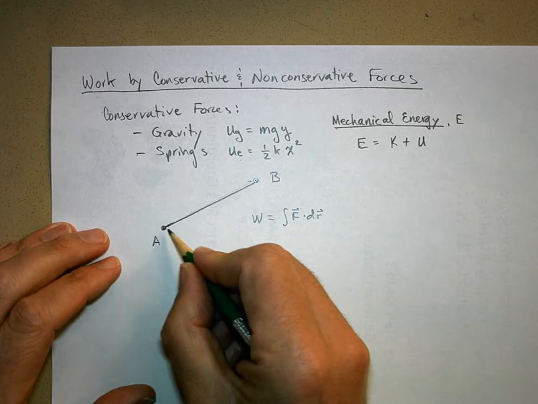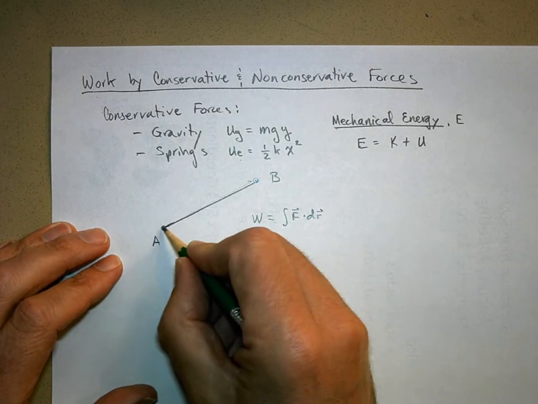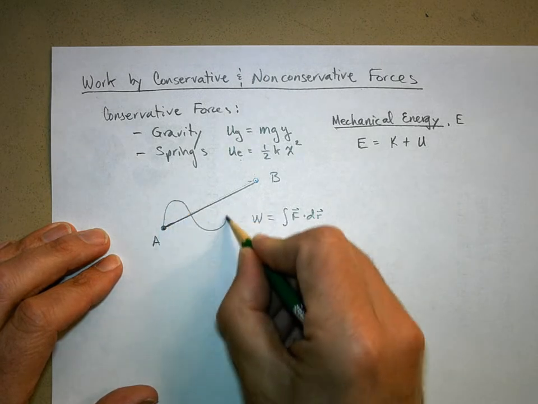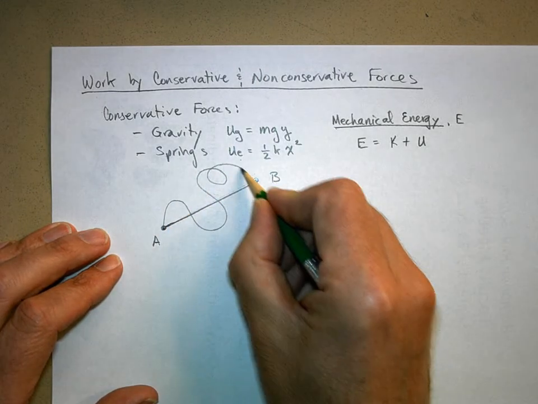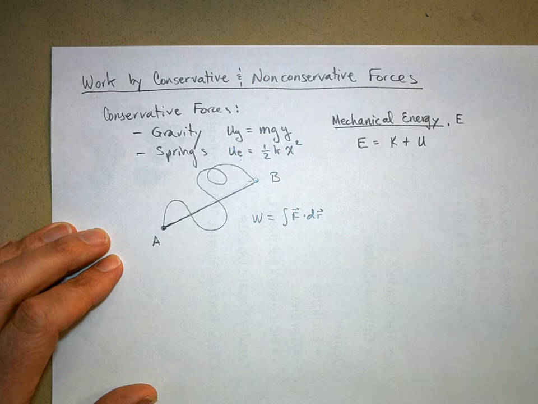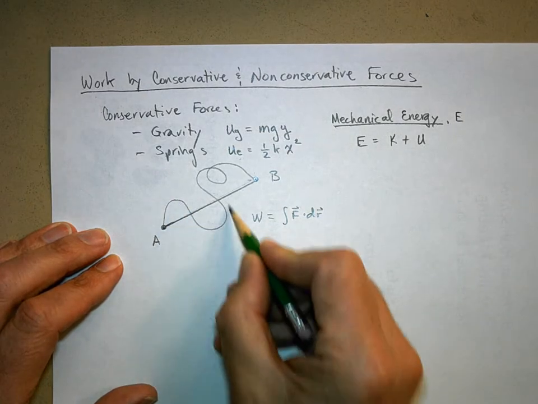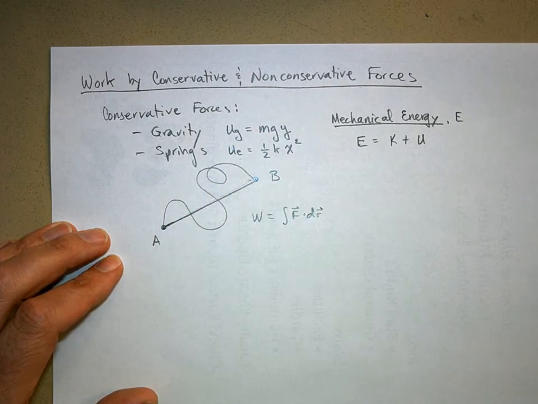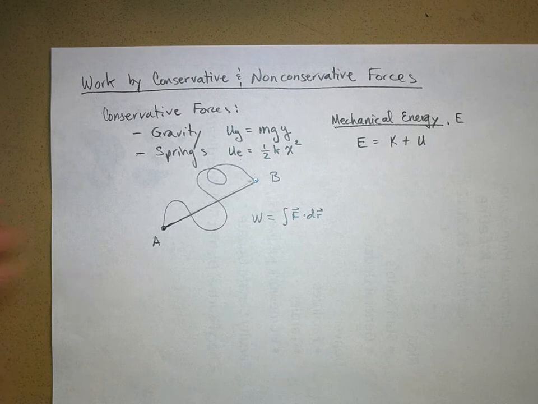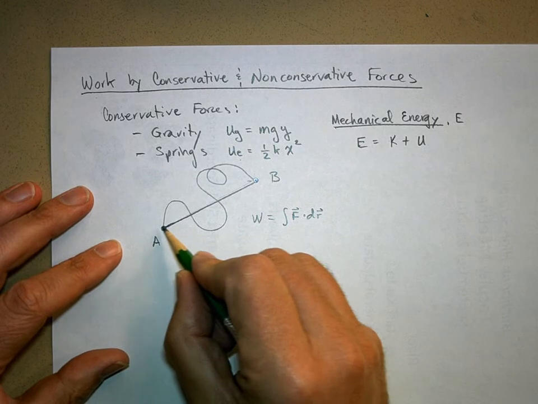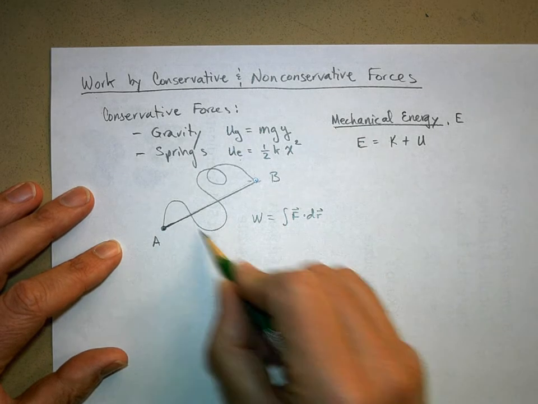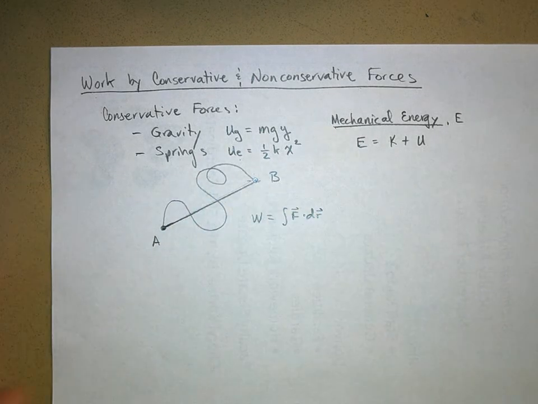Well, what if the constrained path looked like this? Like that. What if you had to follow this path right here? Well, if the force that's doing work is a conservative force, then it wouldn't matter whether you went from here to here or you took some random path. The work done is independent of the path.